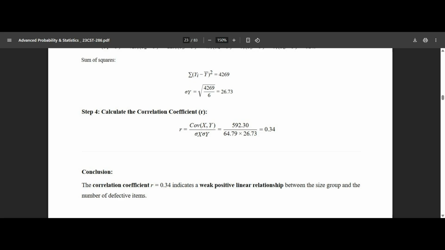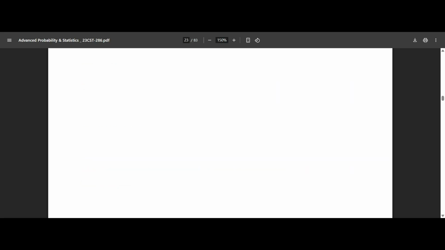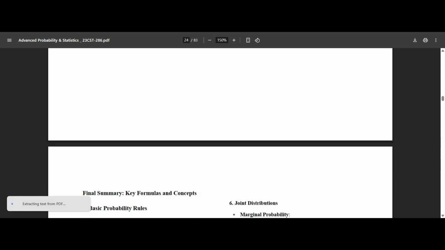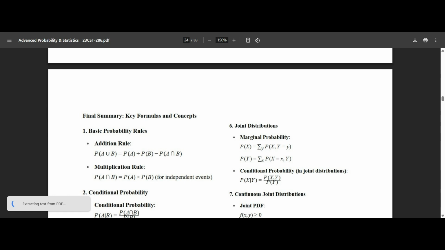Conclusion क्या है? The correlation coefficient is equal to 0.34. Now 0.34 किससे ज़्यादा नज़दीक है? 0 या 1? It's clearly nearer to 0. So it indicates a weak positive linear relationship between the size group and the number of defective items. Okay, so thus with this we come to the end of unit 1.